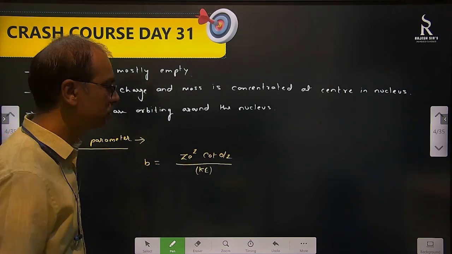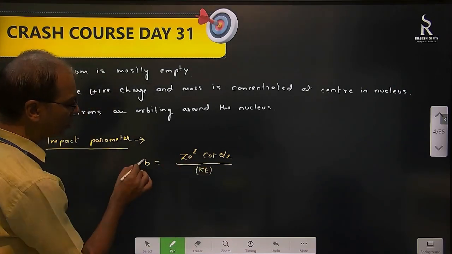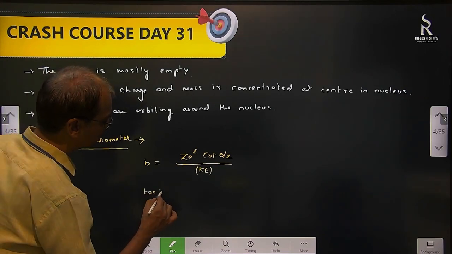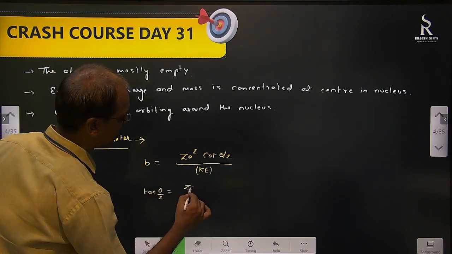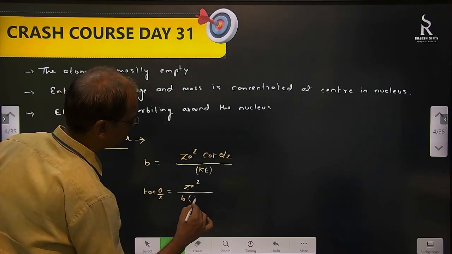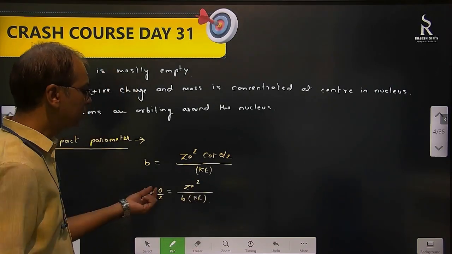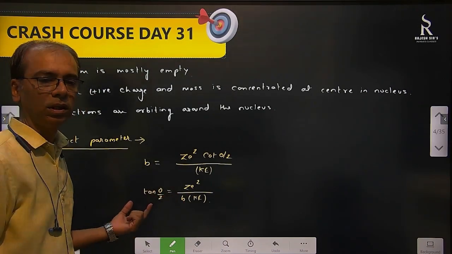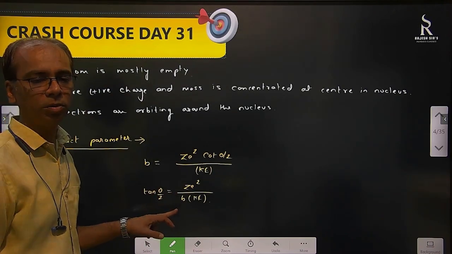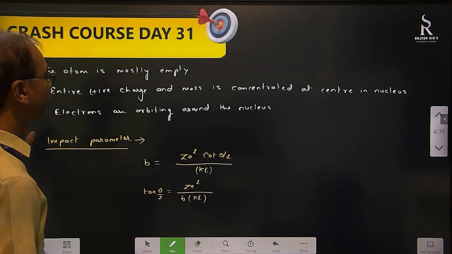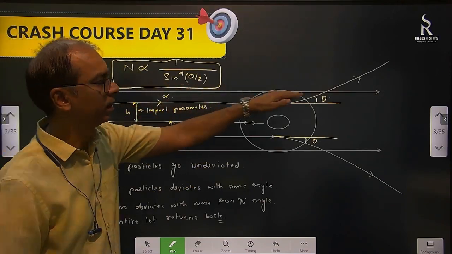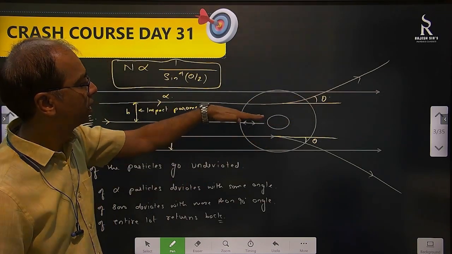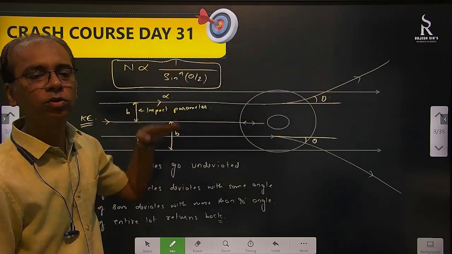But the most important thing we get from here is this cot theta by 2. I am bringing it to this side. So 1 by cot theta by 2 means tan theta by 2. So tan theta by 2 equals Ze square by b Ke. Now this gives an idea about deviation. If the impact parameter is more, the deviation will be less because the impact parameter is in the denominator. So if you are away from the atom, your deviation is going to become less and less. As you go away, the impact parameter increases and the deviation decreases.